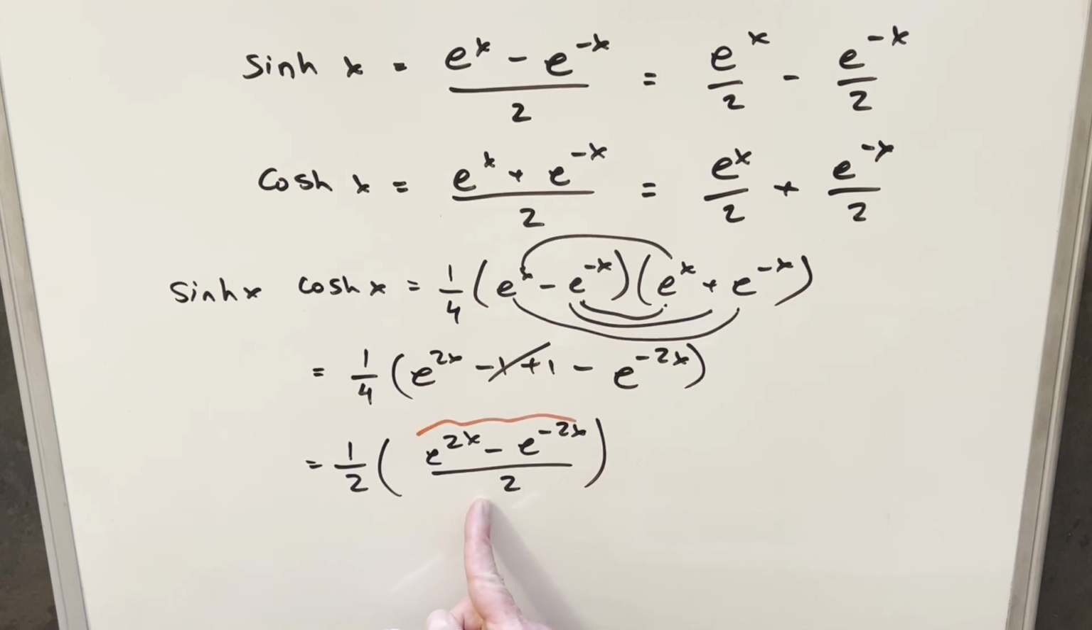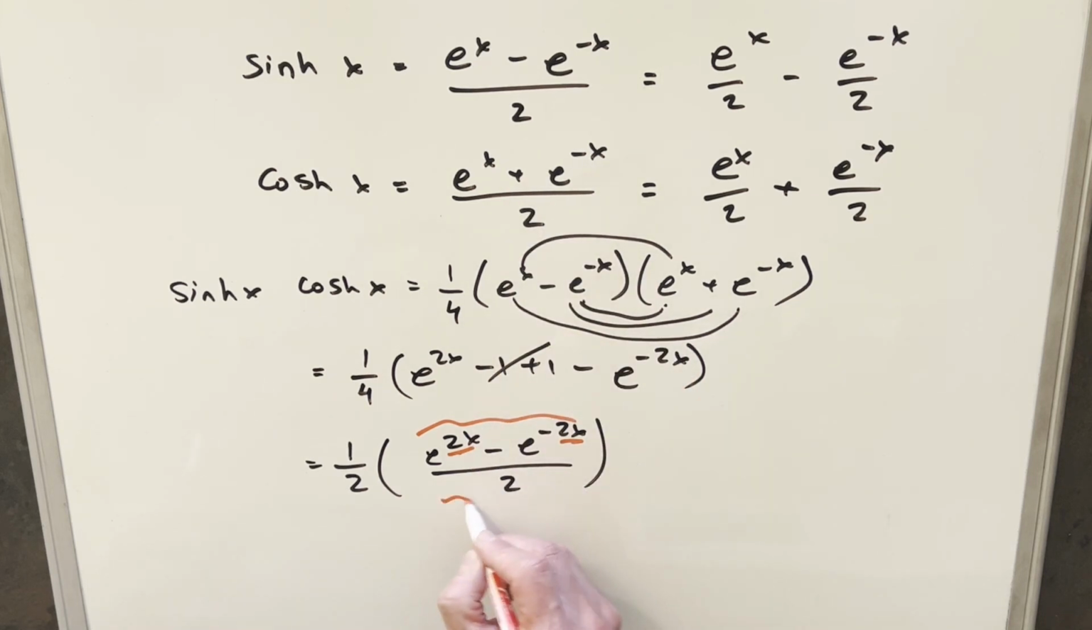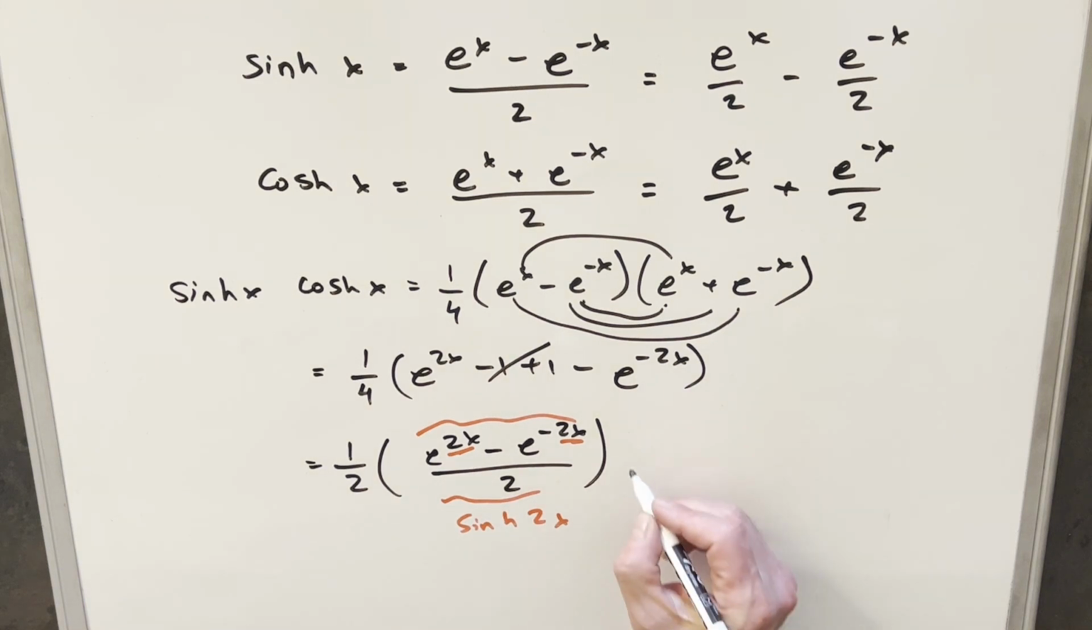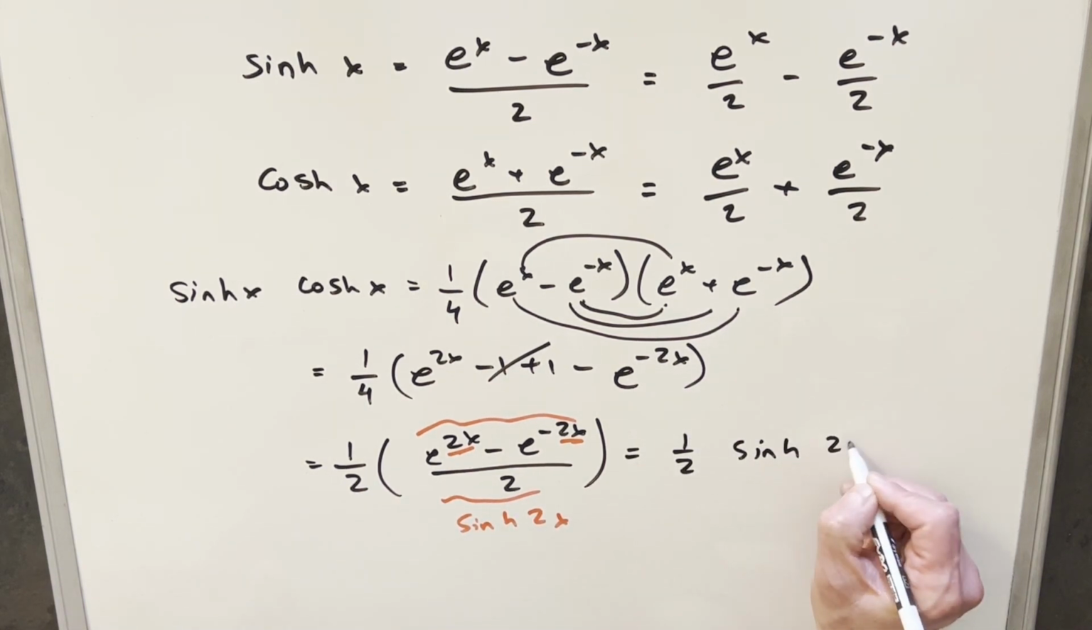But now this thing right here, you might recognize this is really similar to sinh, but with just a different input. We have 2x for our input. So this here is actually the same thing as sinh of 2x. So to clarify this, we're going to have 1/2 sinh 2x here.